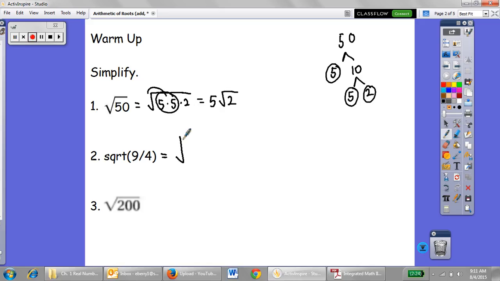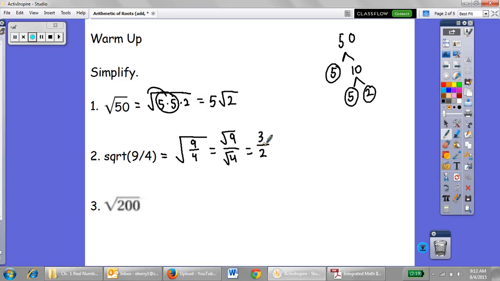This can be written like this, the square root of 9 over 4. And we can take the square root of the numerator and the square root of the denominator. The square root of 9 is 3, and the square root of 4 is 2. So we leave it as 3 over 2.